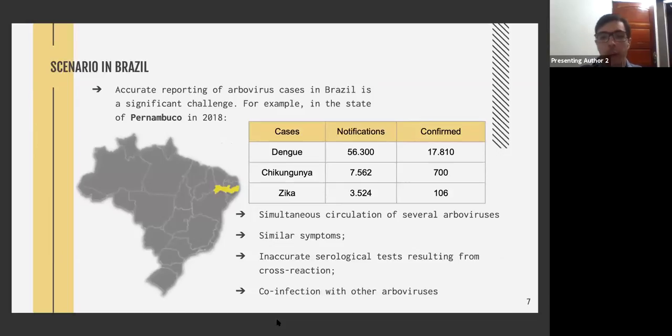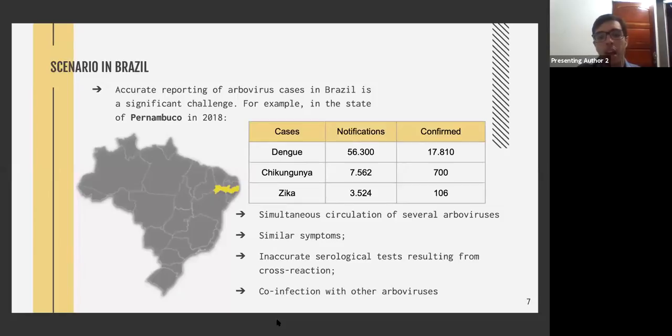Here we have a table showing the notifications and the confirmed cases in only the state of Pernambuco, our state, in Brazil, in the year 2018. We can see about 56,000 notifications of dengue virus, but only 17,000 were confirmed. For chikungunya, about 7,500 notifications, but only 700 were confirmed. And lastly, Zika virus had 3,500 notifications, but only 106 cases were confirmed.